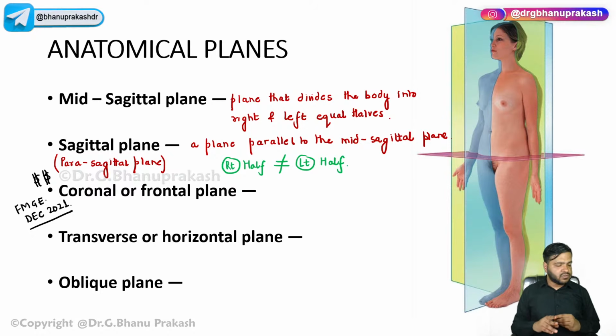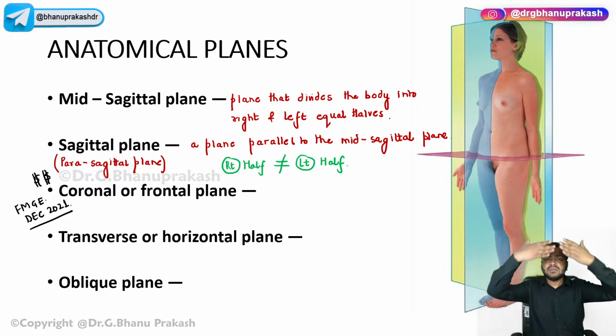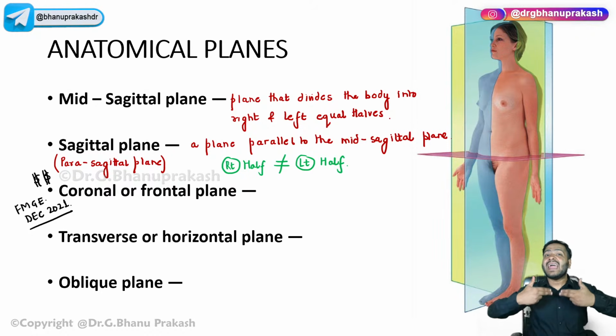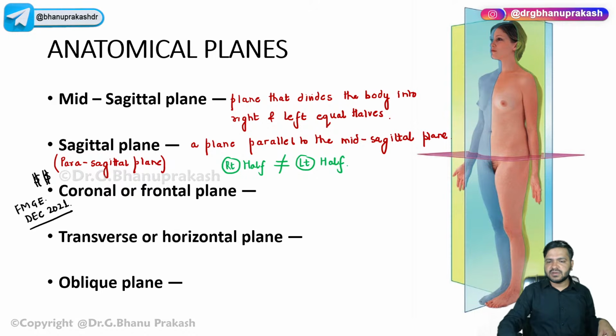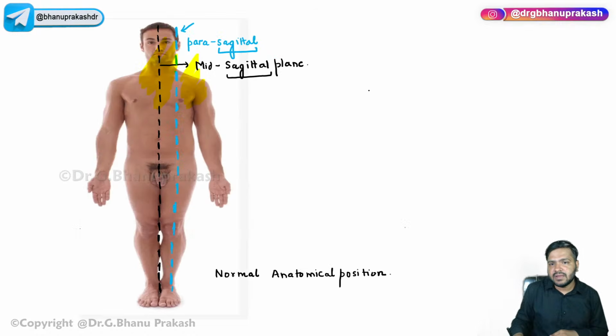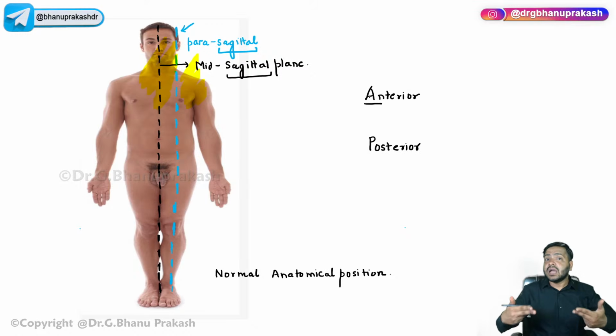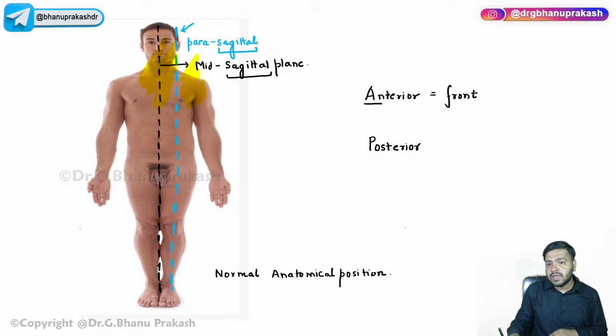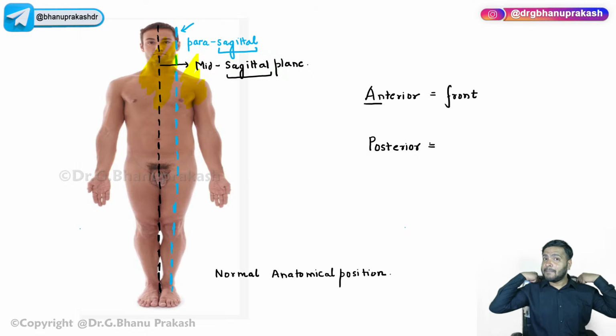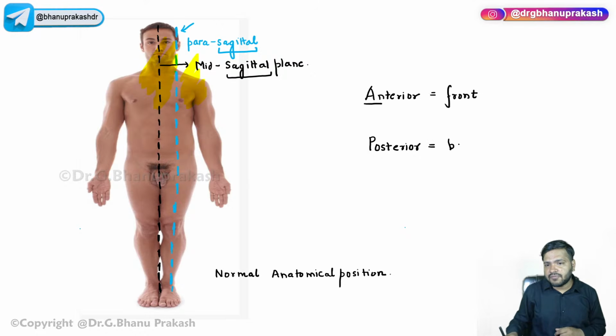Now, guys, you already know the two terminologies. We have already discussed this yesterday. Anything which comes in front is called anterior, and there is also posterior. Anterior, in Hindi aage, is the one towards the front of the body, and posterior means towards the back of the body.